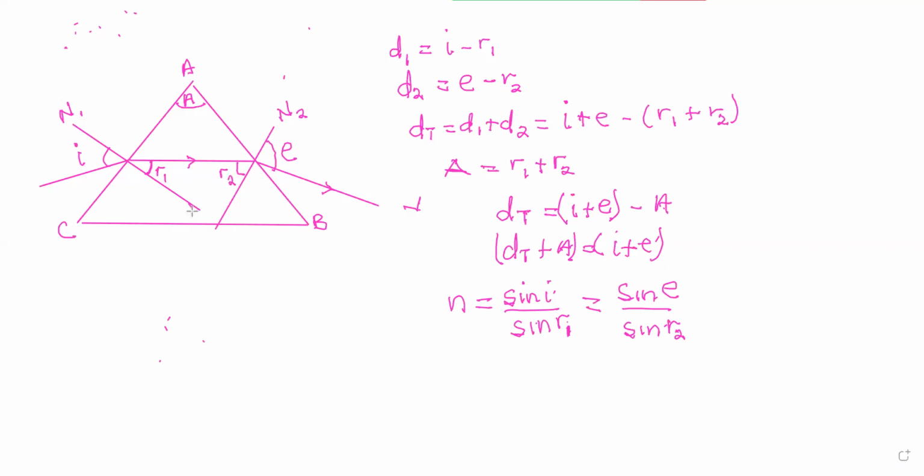Let's extend the two normals to join. Then this is the part of the original path of the incident ray. Let me extend it. This is also the original path of the emergent ray.